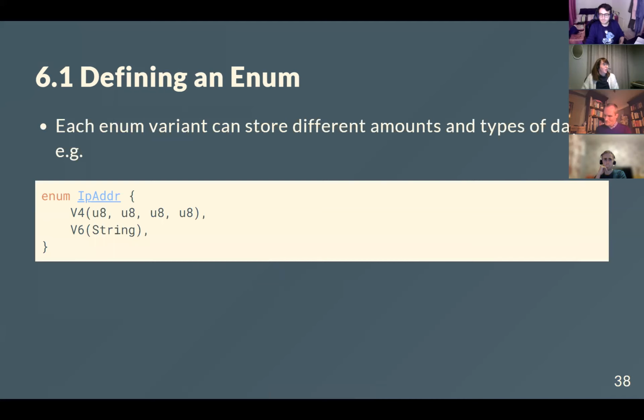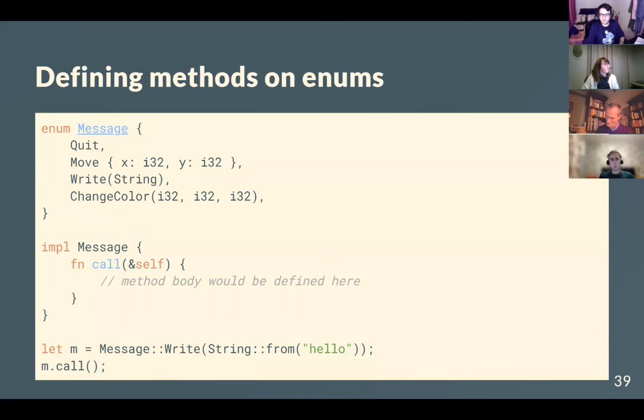And then each enum variant can store different amounts and types of data. For example, here they've got it done for storing a string versus storing 4 8-bit unsigned integers. And you can define methods on enums just like you can on structs with identical syntax, pretty much. We were discussing, there are a lot of similarities between enums and structs. But I think that's probably a good thing.